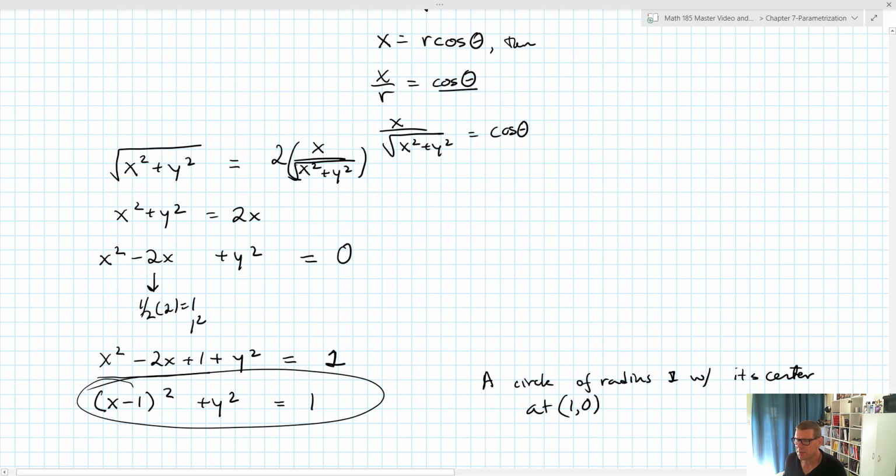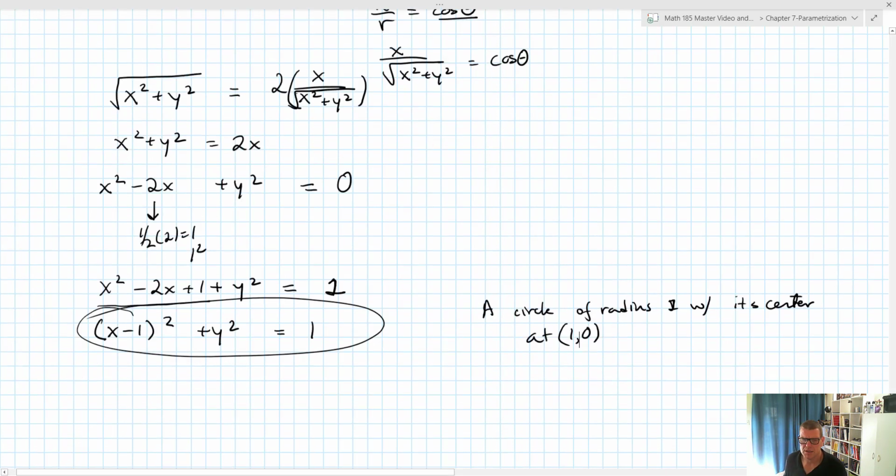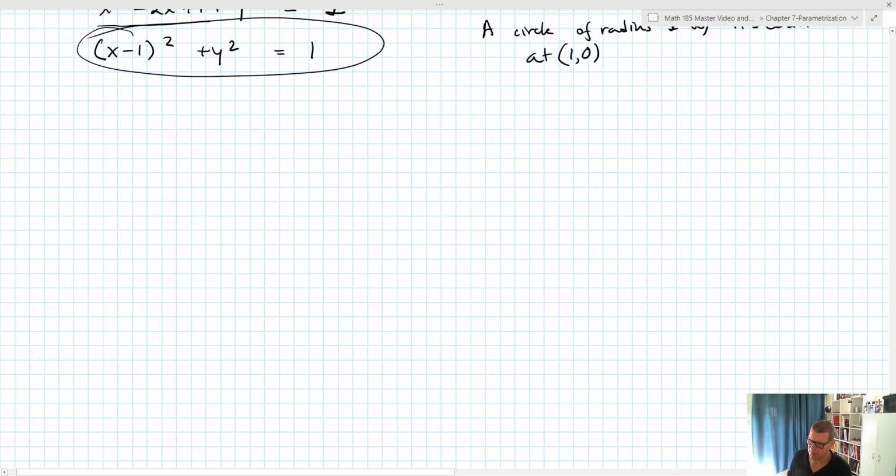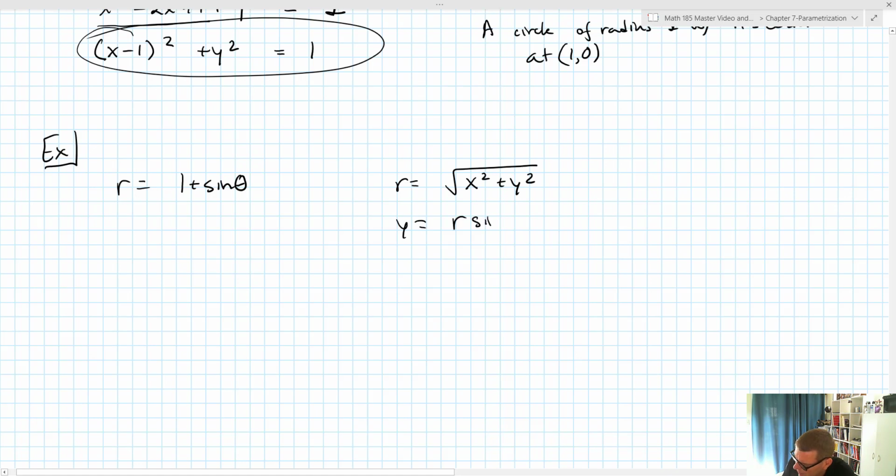What about some of the other ones? Let's take a look at another example. Let's look at that other one. Here's our example: r equals 1 plus sine theta. Now we know that r equals the square root of x squared plus y squared. We know that y is equal to r sine theta, so sine theta is going to equal y over r, which equals y over the square root of x squared plus y squared.